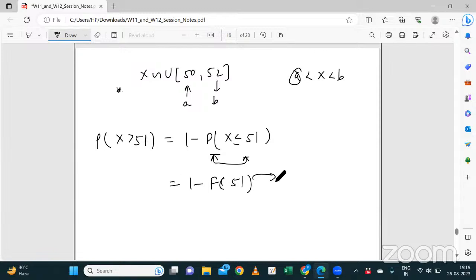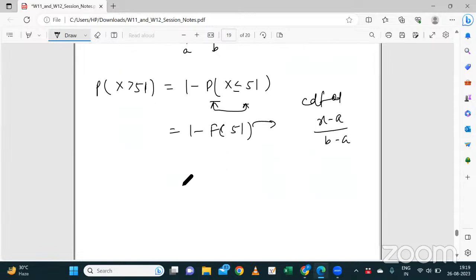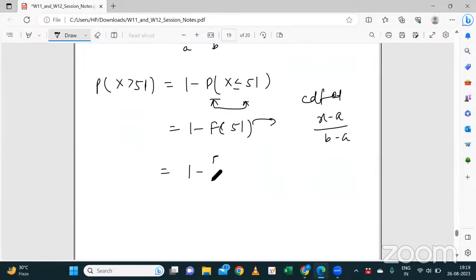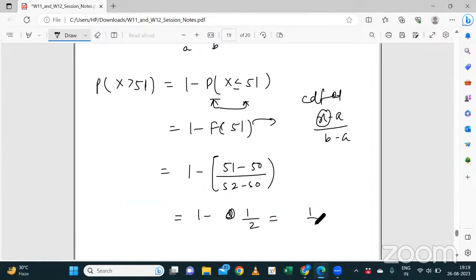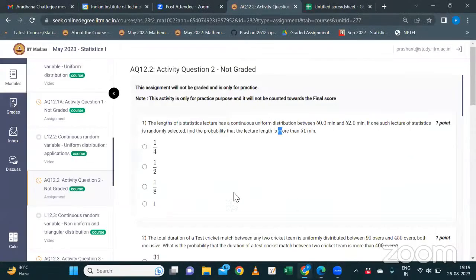And you know what is the CDF formula of uniform distribution? It is (x minus a) divided by (b minus a). So I can directly write down 1 minus, what is the small x here? 51. And what is the small a? 50. And b is 52, so 52 minus 50. So 1 minus 1 by 2, half. So half should be the answer.